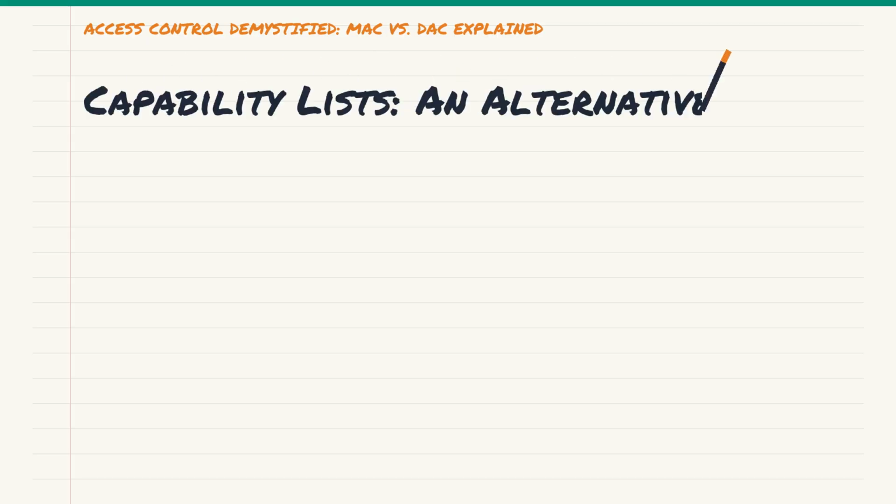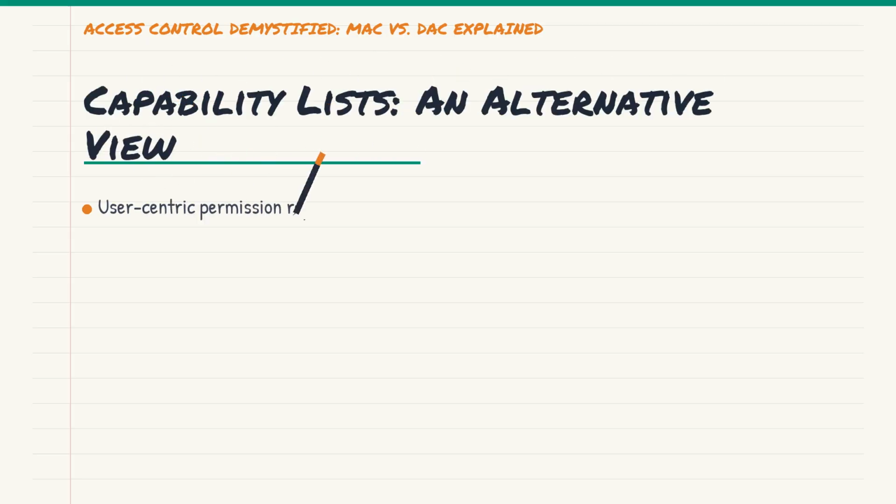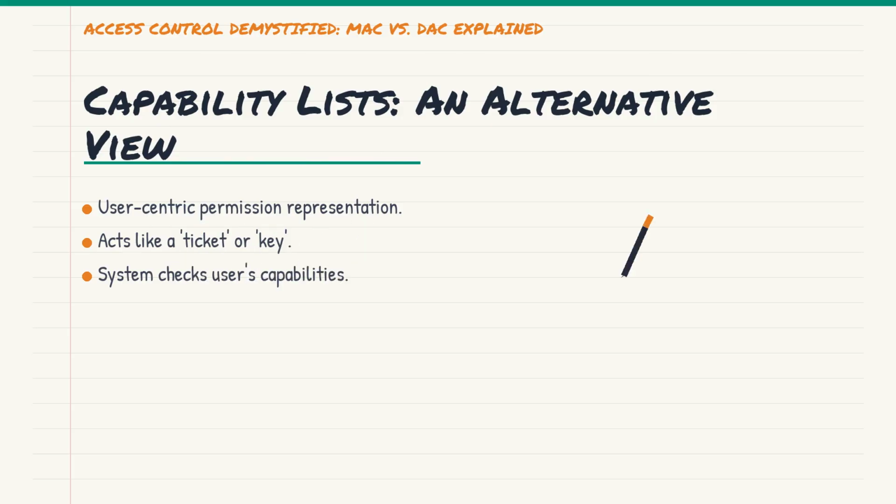There's another way to represent access rights, and that's with capability lists. Instead of attaching a list of who can do what to the object like an ACL, a capability list is associated with the subject, the user. It's like a ticket or a key that the user possesses, proving they have permission to access a specific resource. The system checks the user's ticket to grant access.